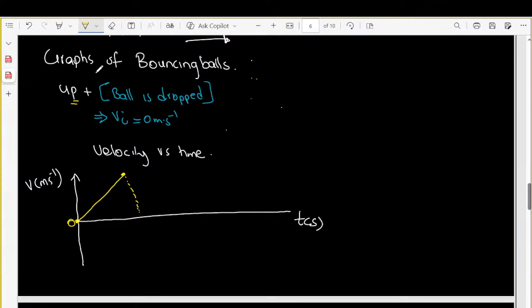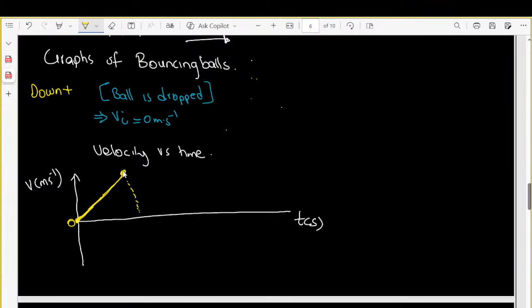No, this is wrong. This is for when we take down as positive. I'm very sorry, please don't be confused. We're going to take this one as when we take down as positive, because remember, if it's moving down as positive, we're going to have it like that. So we take down as positive.